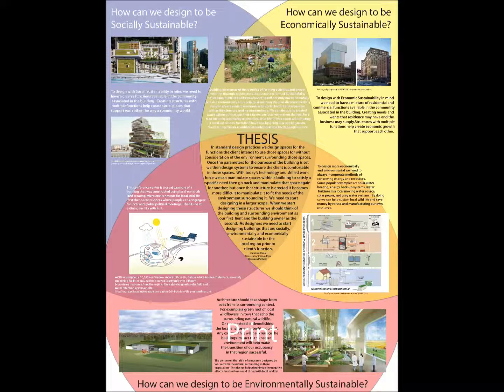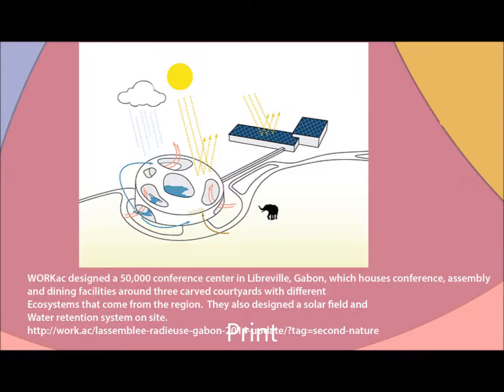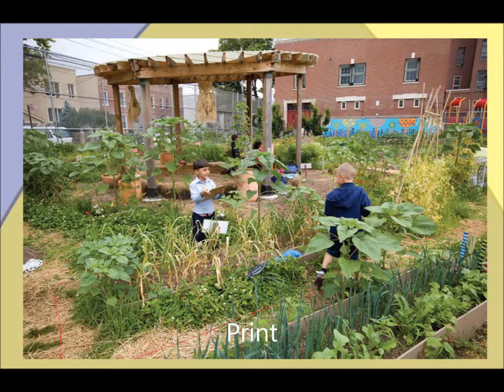When we start designing these structures, we should think of the building and surrounding environments as our first client, and then the building owner as our second. This conference center is a great example of a building that was constructed using local materials and creating microenvironments for local wildlife first, then second, spaces where people can congregate for local and global political meetings. Then after the meetings, they could go and dine within a restaurant inside the building, building awareness of the benefits of farming activities and proper nutrition through architecture.